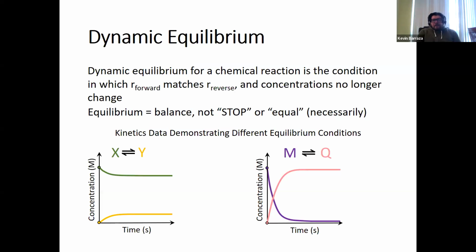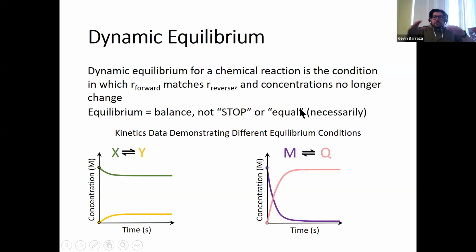So some already interesting things about the equilibrium constant. First of all, we're talking about this number at the moment that we reach dynamic equilibrium. So what is that specifically spelled out? Dynamic equilibrium for a chemical reaction is the condition in which the rate of the forward reaction matches the rate of the reverse reaction and concentrations no longer change. I would just like to emphasize that equilibrium means balance. It doesn't mean stop, and it doesn't necessarily mean equal.